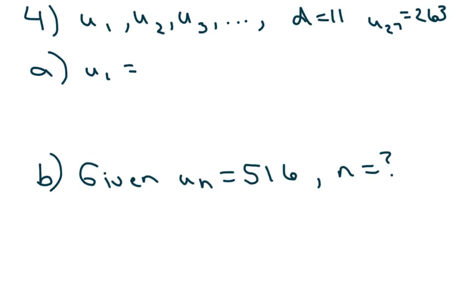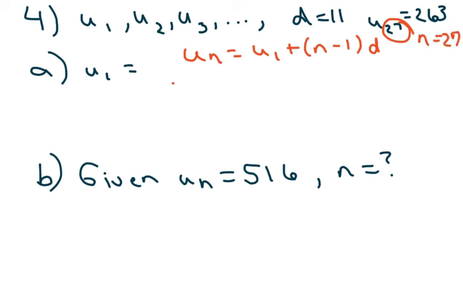Okay. They want you to find the first term given u_27, and they give you the d. So we know we're looking at 27 terms. So I'm using u_n, and I just plug in and find the first term. So u_27, my n is 27. And so we have 263 equals u_1 plus, this is 27 minus 1 is 26 times 11.